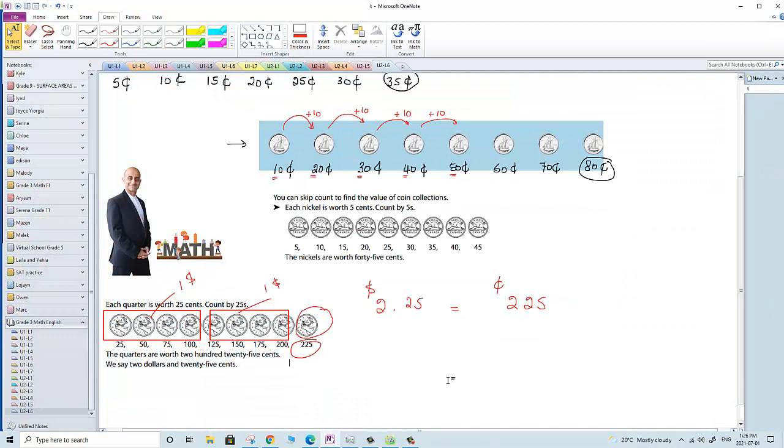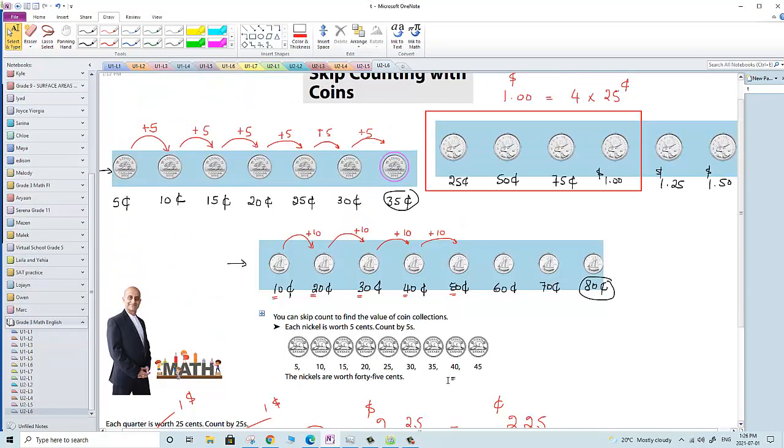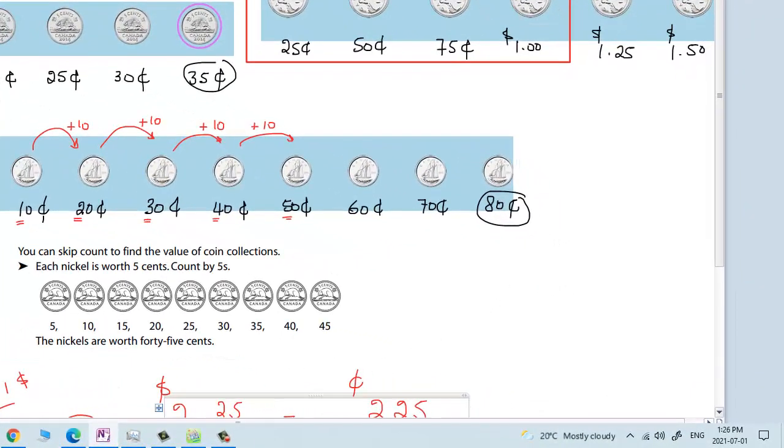So I hope that you understood the lesson, and this is how it works. If you have a group of coins and you need to know the total, you can gather each type together, add it all together, and after that you can find the total. I hope that you understood the lesson. Let's practice with some examples. Thank you.